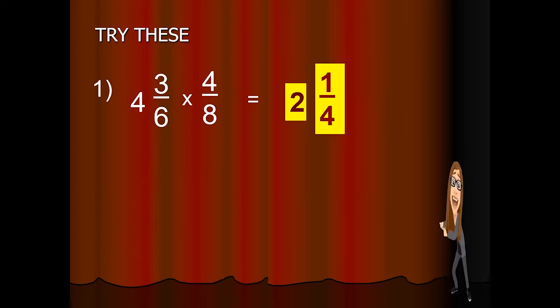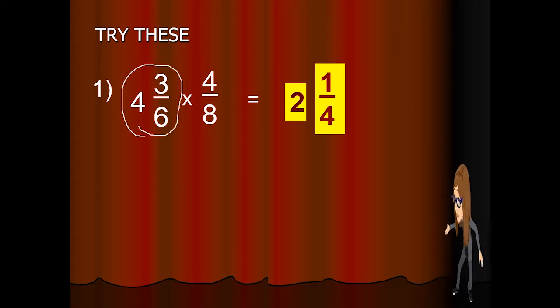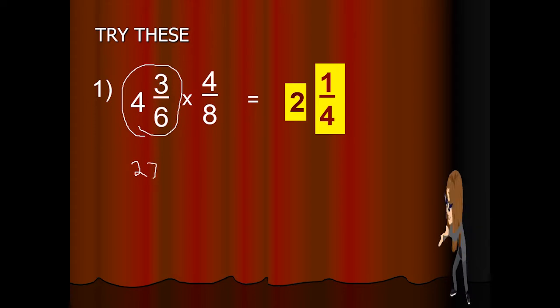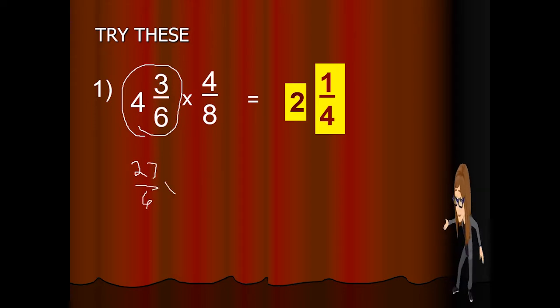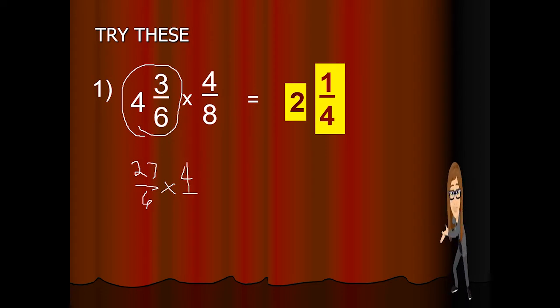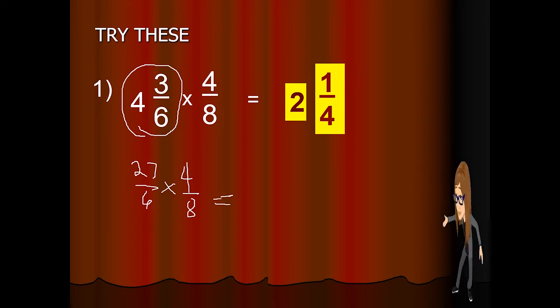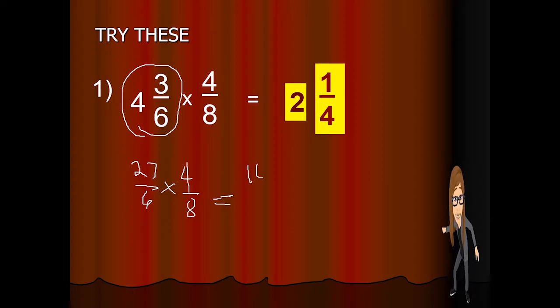So we have here 3 over 6 times 4 over 8. So the first rule is to change this to an improper fraction. 6 times 4 is 24 plus 3 is 27 over 6 times 4 over 8. Now let us multiply. So 27 times 4 is what? 108 over 6 times 8 is 48.